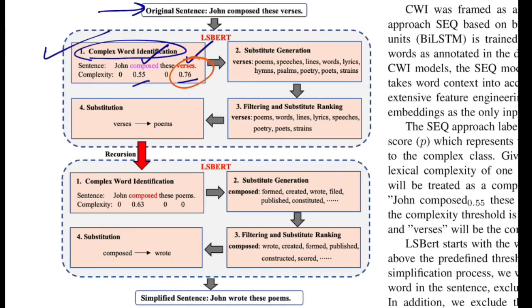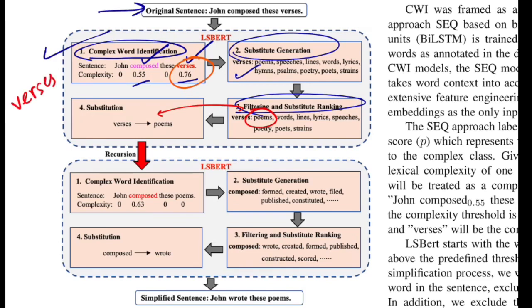Once this step is done, they proceed to step number two, where they generate the substitute for the word verses. So these are the words that they have got. Once they have got the candidate substitutions, they go about doing a filtering and a ranking step. Post that, they substitute the highest rank word with the complex word. So if you notice, this full pipeline of four steps was just done for the word verses, and this again repeats. That's why they have written recursion, and this repeats again for the word composed.